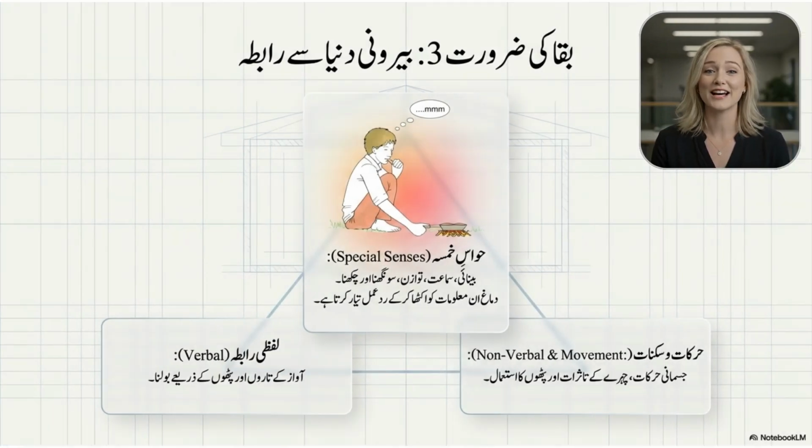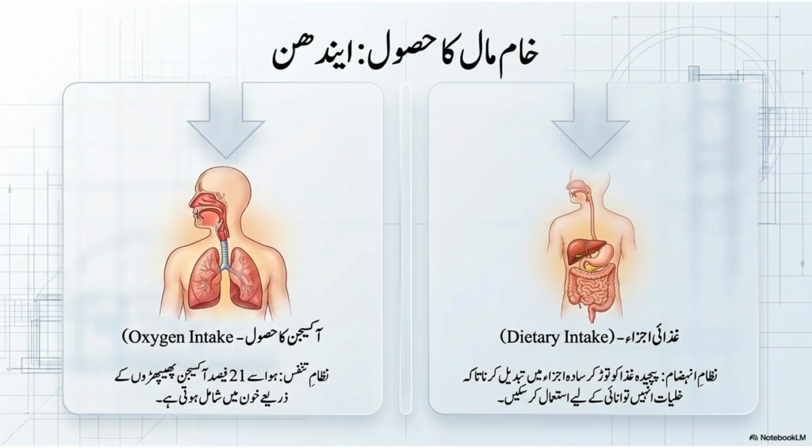We also interact with the external world through our senses, verbal communication, and body language, allowing our brains to gather information and respond effectively. To function, the body needs fuel. The respiratory system takes in oxygen, and the digestive system breaks down food into simpler components for energy.